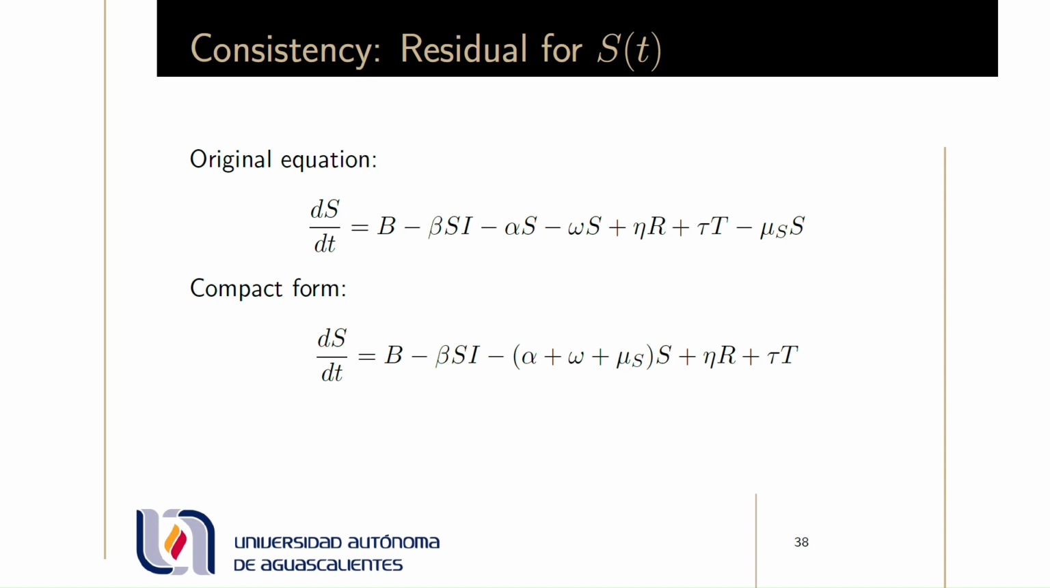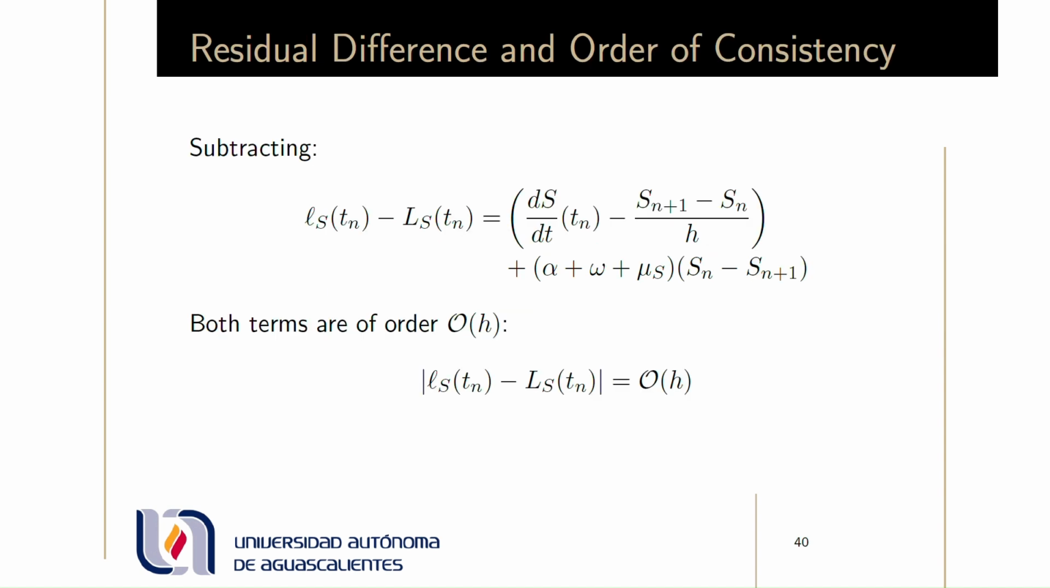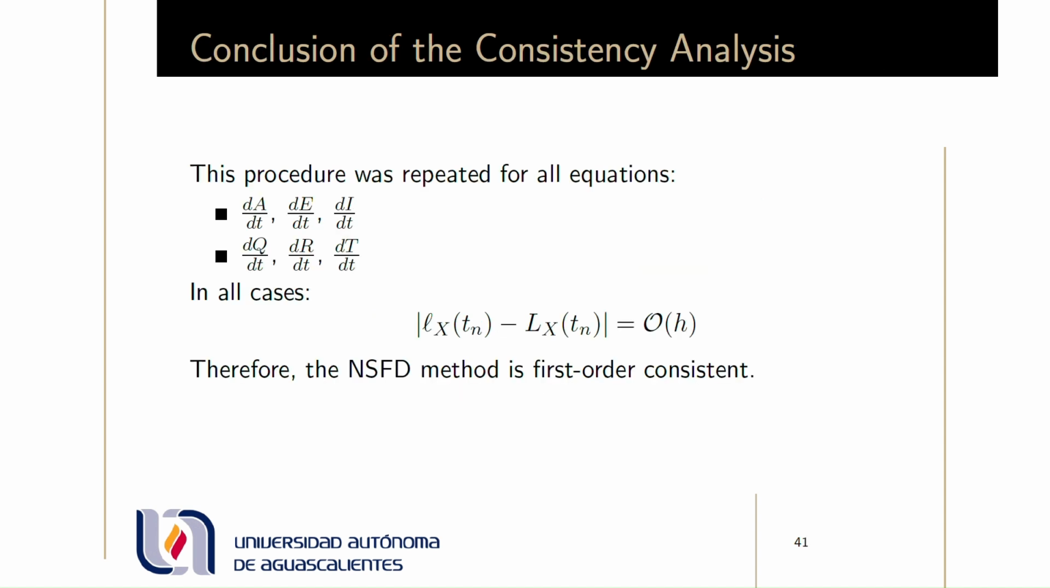This is the original continuous S equation. We compute the difference between the continuous and discrete solutions. Here we compute both the continuous residual and the discrete residual for S, subtract both expressions, and analyze their difference. After simplification, we find the error is of order h, which confirms the method is first-order consistent. This means the solution becomes more accurate with smaller step size.